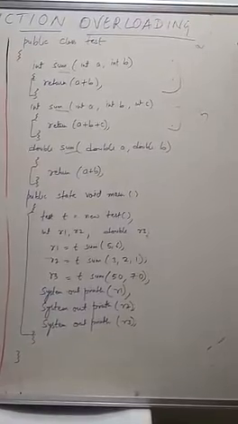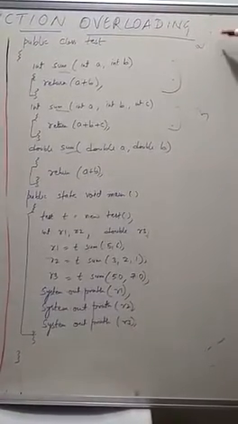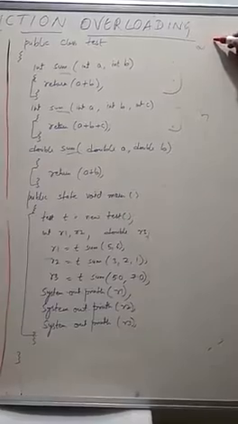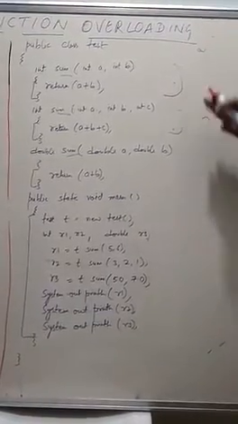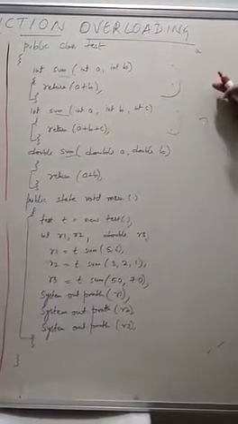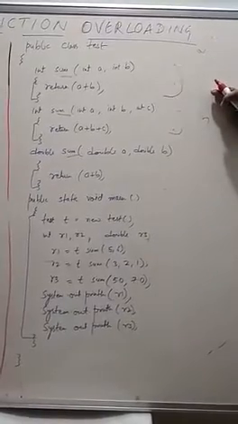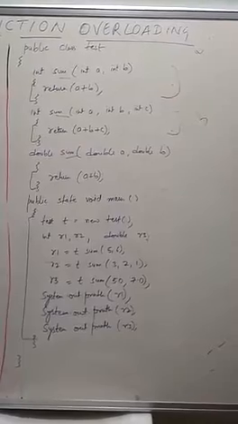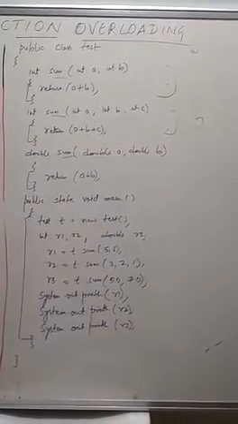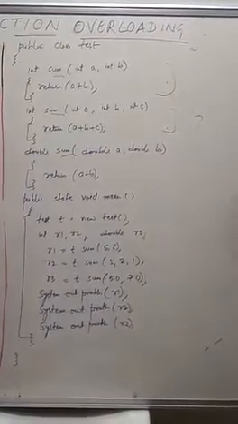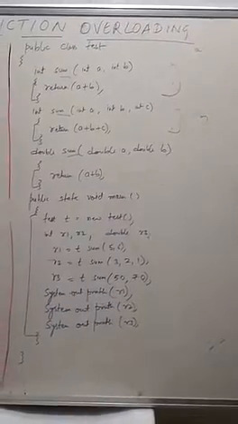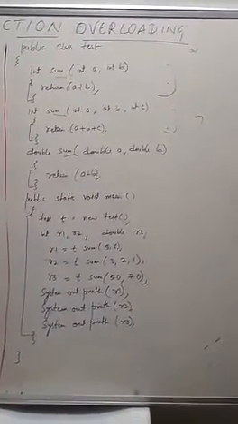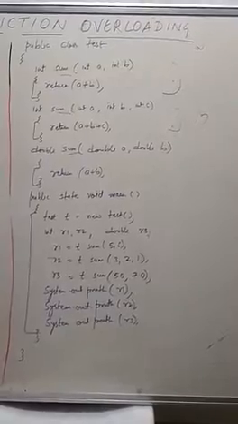So I repeat, what is function overloading? Function overloading is a concept where we are having different methods with the same method name. Now the question comes, how will the compiler identify which method is to be executed? Right. The answer to this question is, it is based on the number of arguments and the type of arguments.